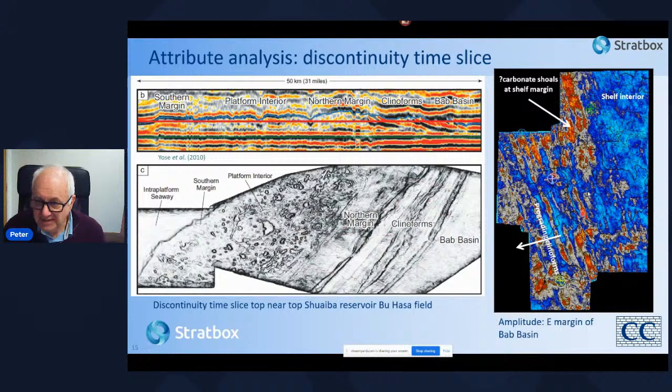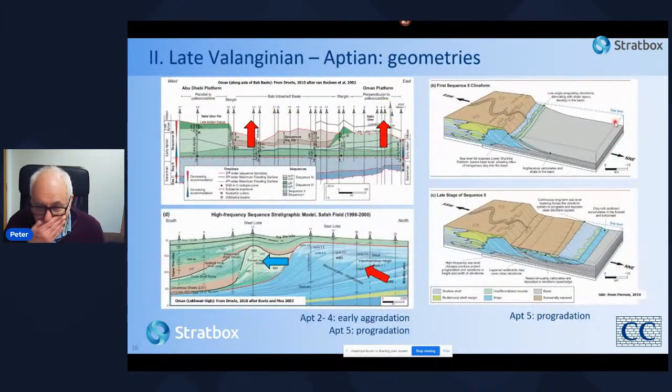And we can look at these in amplitude anomalies. This is the eastern margin of the Bab Basin. We can see amplitude anomalies along the crests of these clinoforms, which could possibly be related to the development of carbonate shoals at the shelf margin. And it may be a reflection of varying reservoir quality along the margins of the basin. We also see changing geometries of the carbonate platforms.